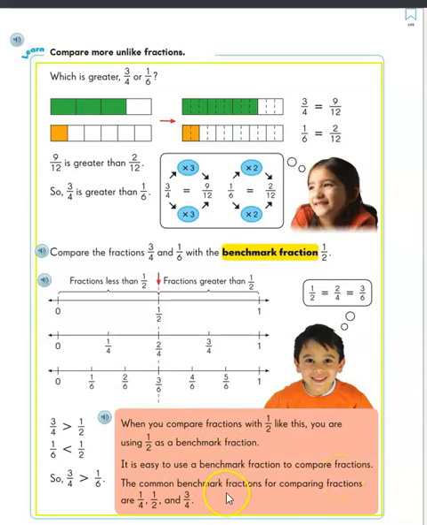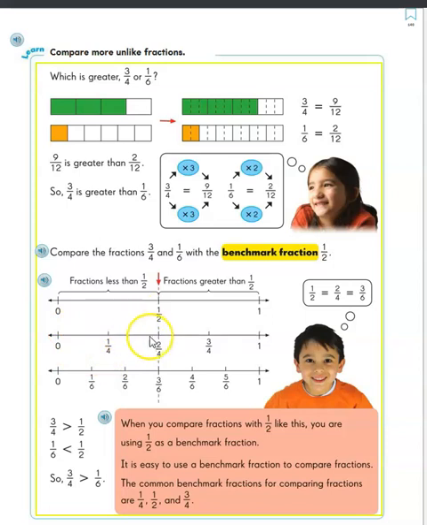The common benchmark fractions for comparing fractions are 1/4, 1/2, and 3/4. So those are just some of the common ones that we use because we know where they are, right? We know 1/2 is here. We know that 1/4 is here because that's one piece out of 4.